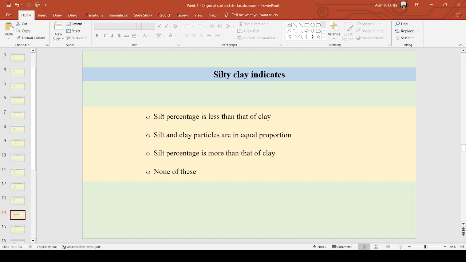Silty clay indicates silt percentage is less than that of clay. Silt and clay particles are in equal proportion. Silt percentage is more than that of clay, or none of these.